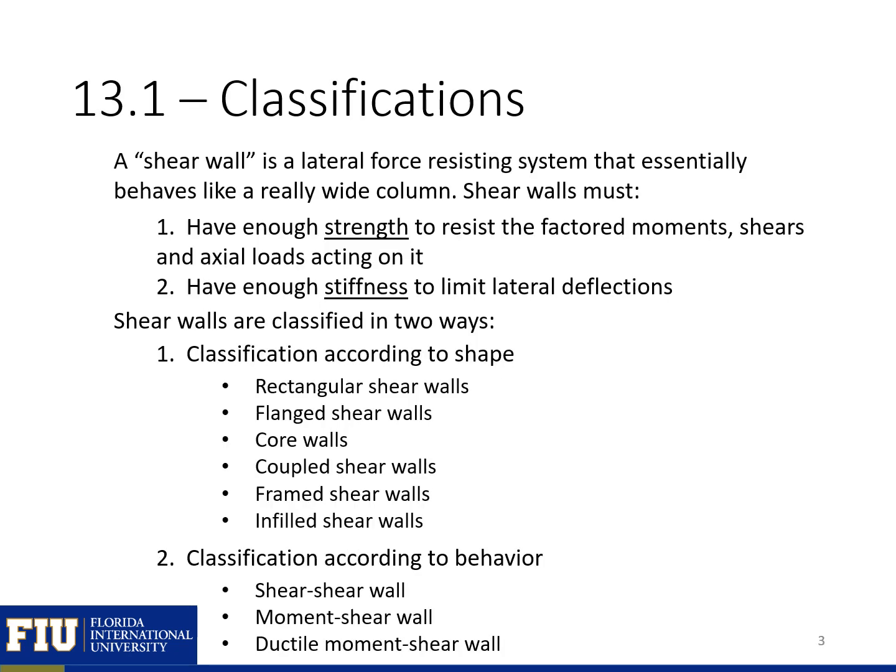A shear wall is an element that can be used to resist lateral forces, and it essentially behaves like a really wide column. Shear walls need to have enough strength to resist the factored moments, shears, and axial loads acting on them, and they also need to have enough stiffness to limit lateral deflections.